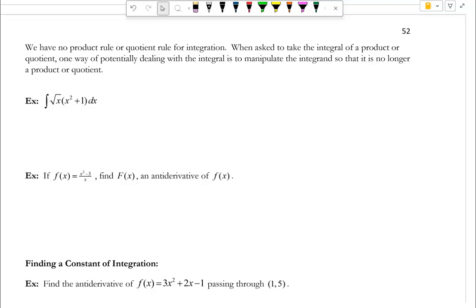And we'll learn some other methods, like there are some things right now that we could not integrate. Like at this moment, we could not integrate x times the sine of x, because we don't have a rule for that, but we will learn other ways in the future to deal with stuff like that.